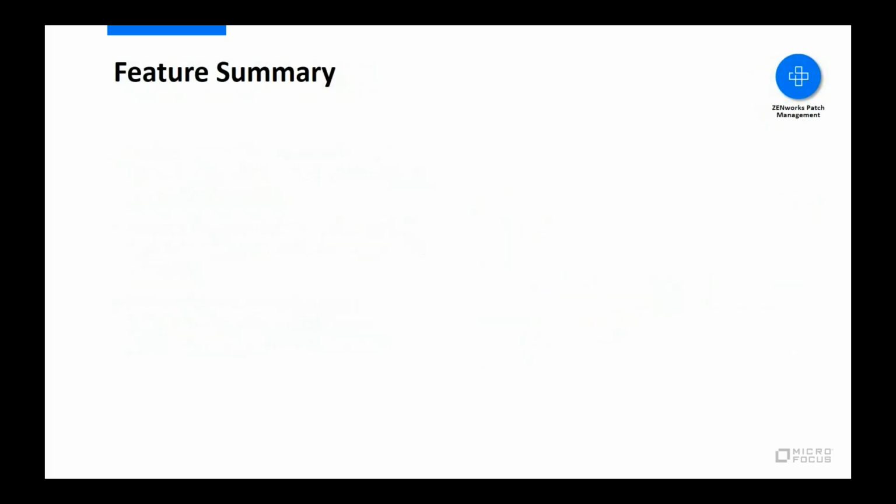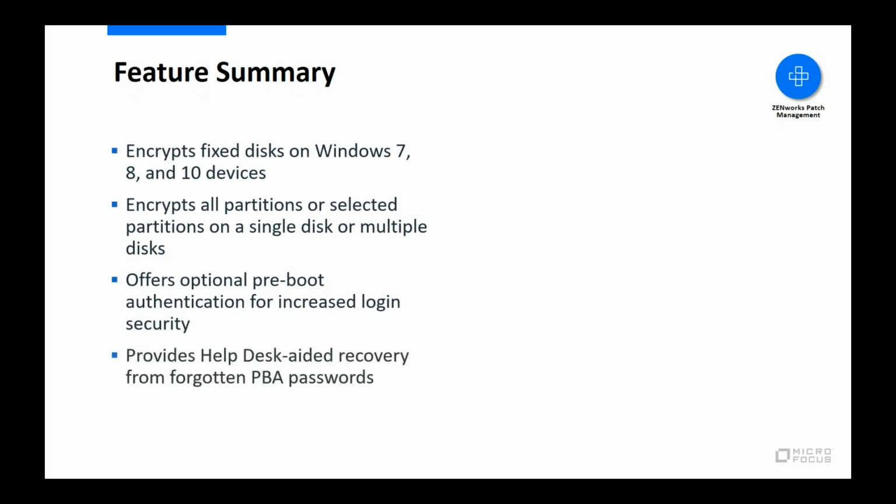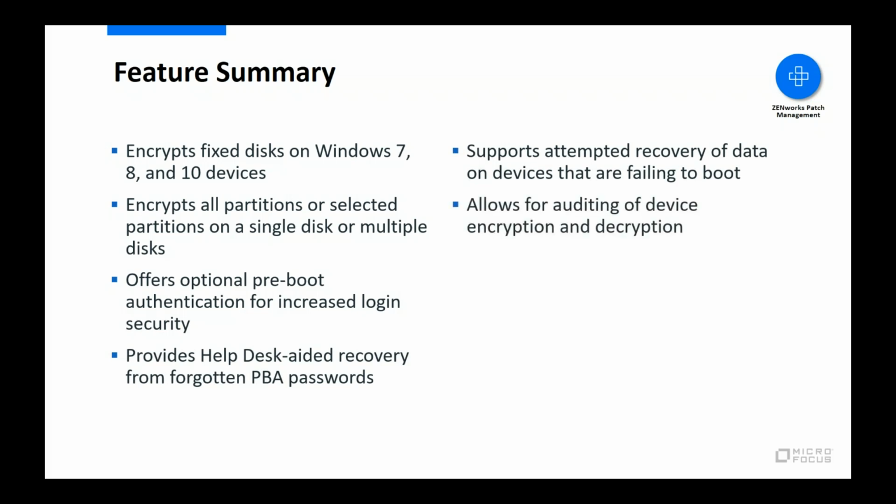To summarize what we've seen over the last several minutes, ZENworks Full Disk Encryption encrypts fixed disks on Windows 7, 8, and 10 devices, encrypts all partitions or selected partitions on one or more disks, offers optional pre-boot authentication to increase Windows login security, provides help desk-aided recovery for forgotten PBA passwords, supports recovery of data on disks that are failing to boot, and allows for auditing of device encryption and decryption.